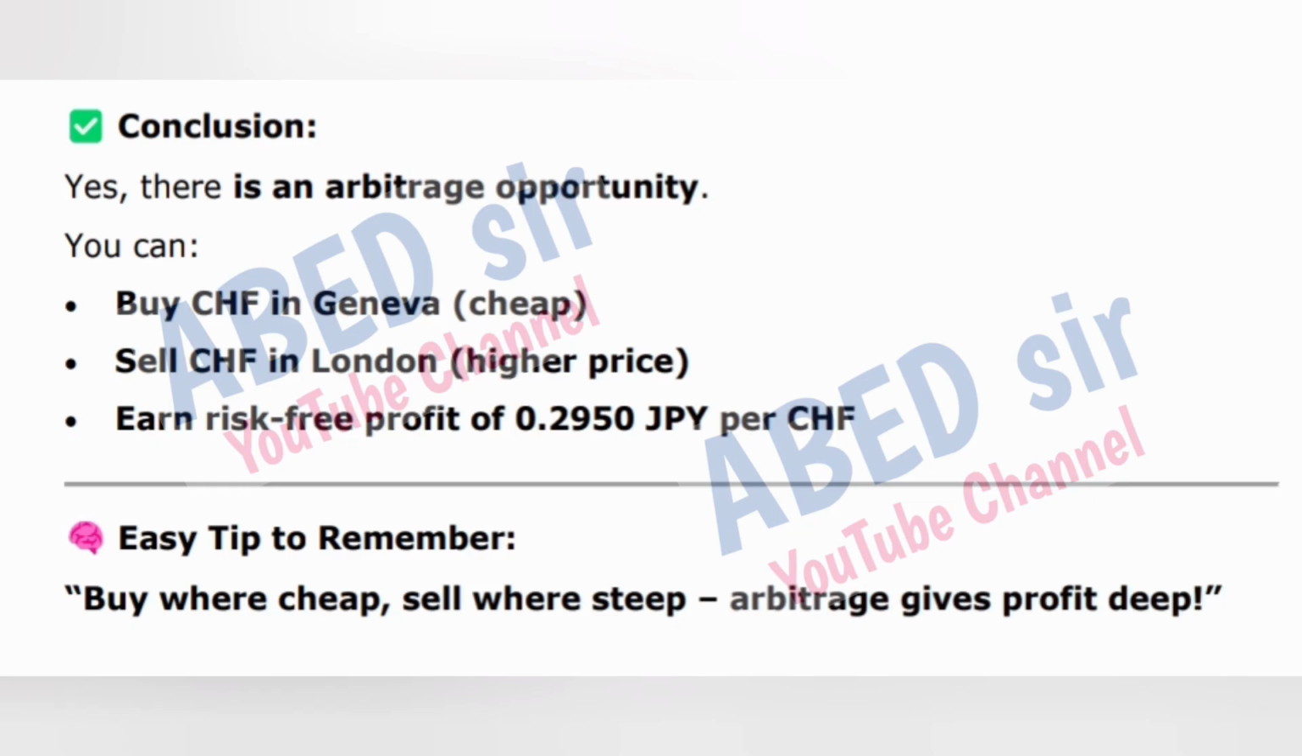Conclusion. Yes, there is an arbitrage opportunity. You can buy CHF in Geneva, cheap. Sell CHF in London, higher price. Earn risk-free profit of 0.2950 JPY per CHF. Easy tip to remember: buy where cheap, sell where steep, arbitrage gives profit deep.